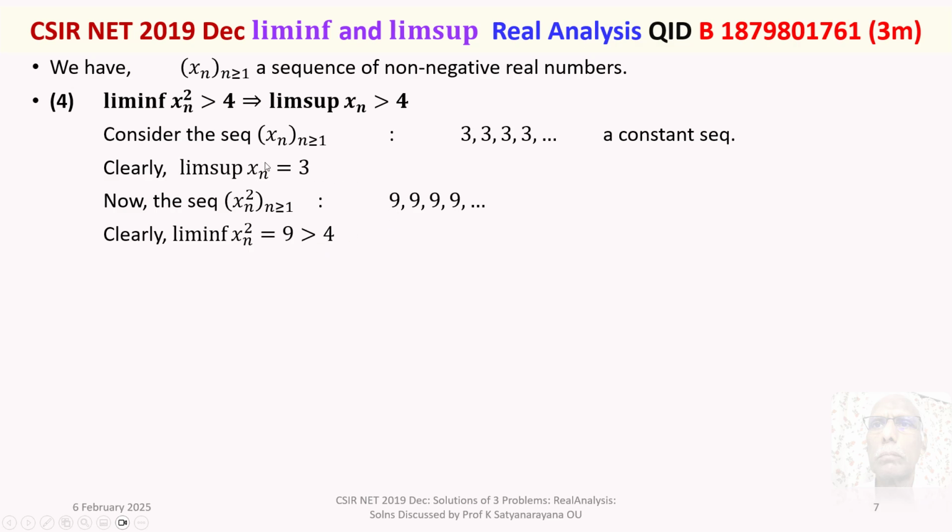But the limit superior of xn is 3, which is not greater than 4. The limit inferior of xn square being greater than 4 does not imply the limit superior of xn is greater than 4, because the limit superior of xn is 3. It is not greater than 4. So, option 4 is not true.